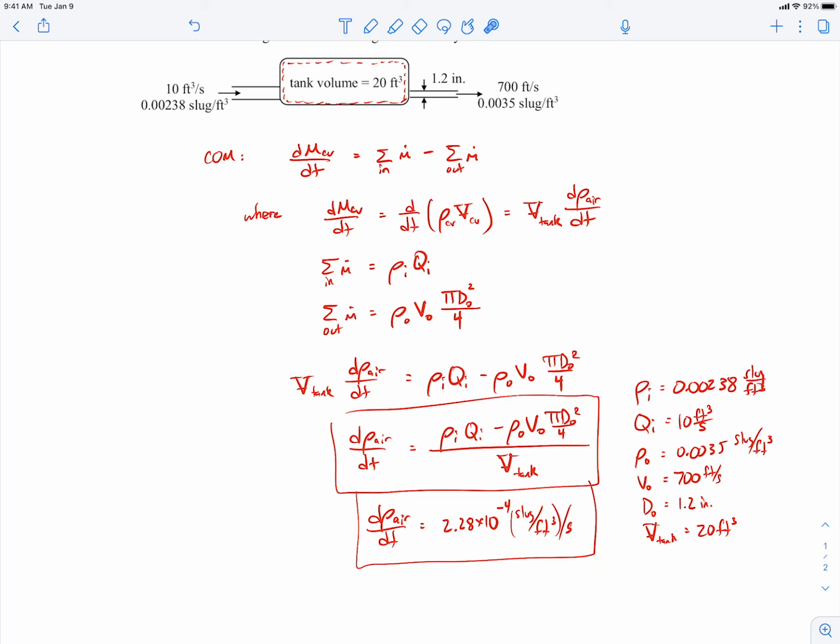There's nothing too tricky about it except perhaps this step here, just knowing how the mass inside the control volume changes with time, recognizing that the mass in the control volume is the same as the density times the volume, and then noticing that the volume is a constant so it can come outside that time derivative to isolate how the air density changes with time. Okay, we'll end the example there.